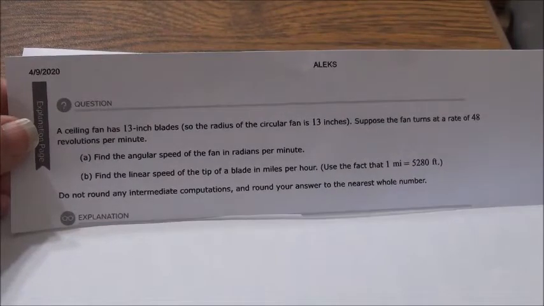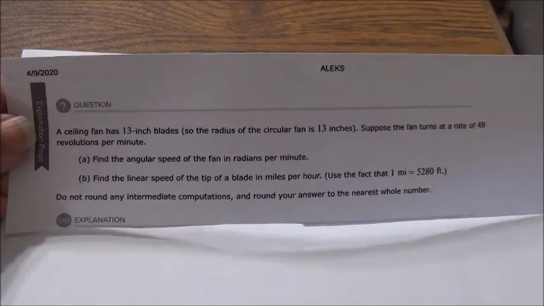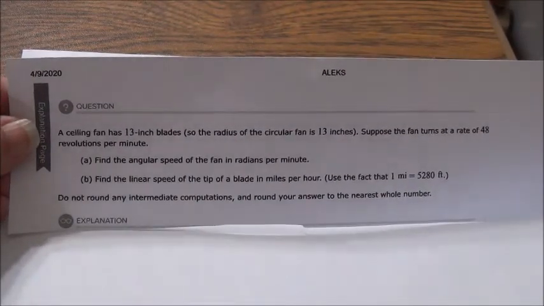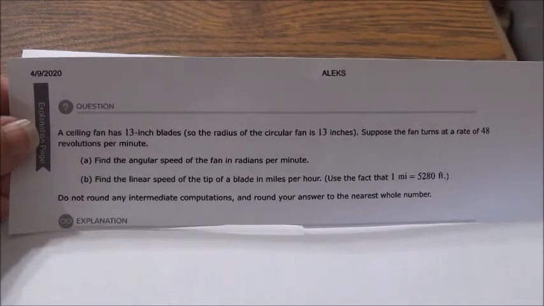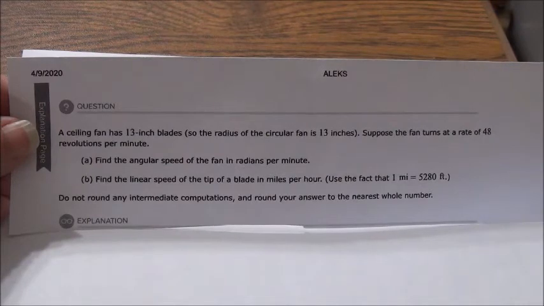Okay, I'm going to do a couple examples of angular and linear speed. These ones are a little trickier. This one says a ceiling fan has 13-inch blades, so the radius of the circle of the fan is 13 inches. Suppose the fan turns at a rate of 48 revolutions per minute.